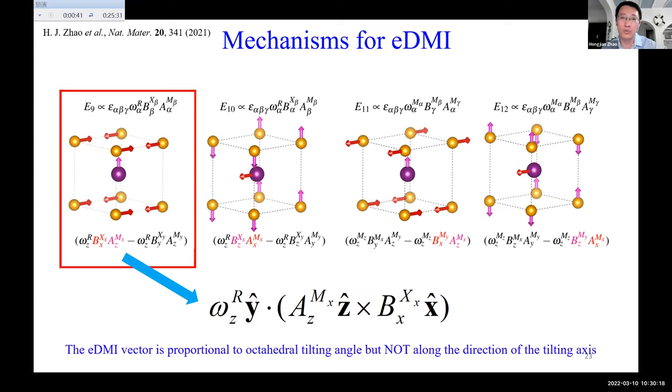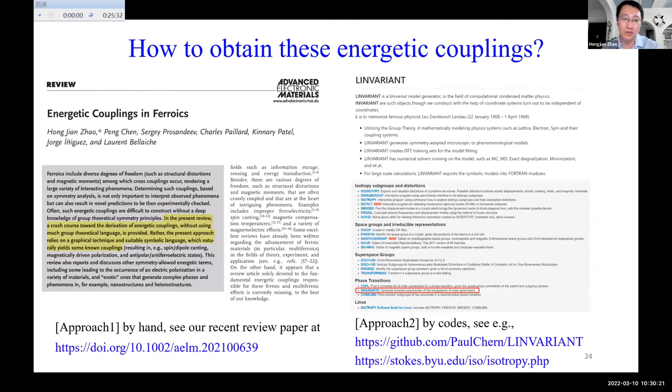The question is how to obtain these energetic couplings. Typically there are two approaches. The first approach is by hand, where we can do some symmetry analysis to derive the formula. The method has been proposed in our recent review, in which we provide a crash course on the derivation of energetic couplings. This course doesn't involve much group theoretical language. Rather, we use some graphical technique and symbolic language, so it is very convenient to derive phenomenological theory in ferroic materials.